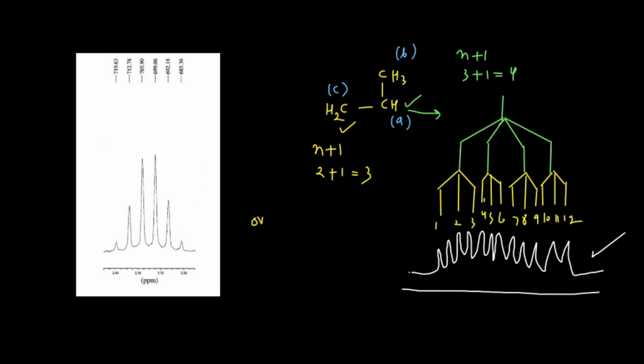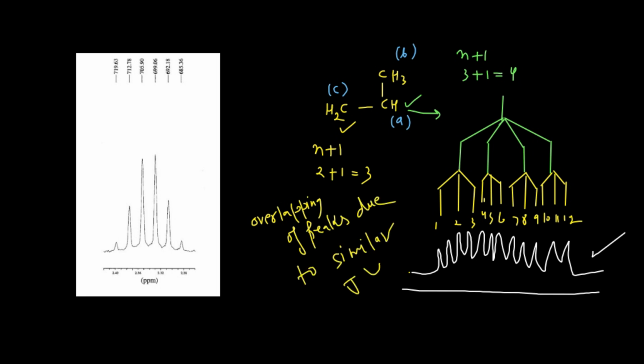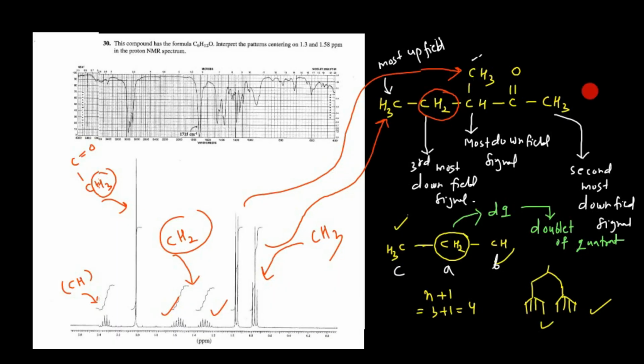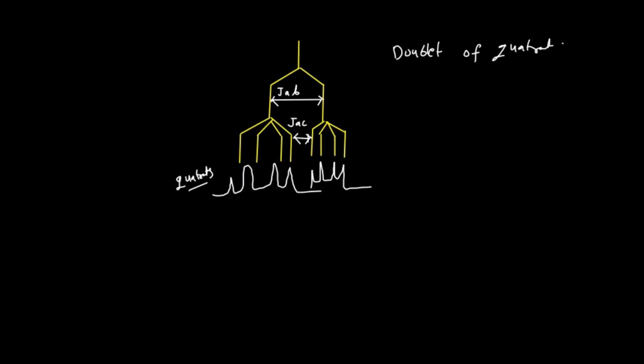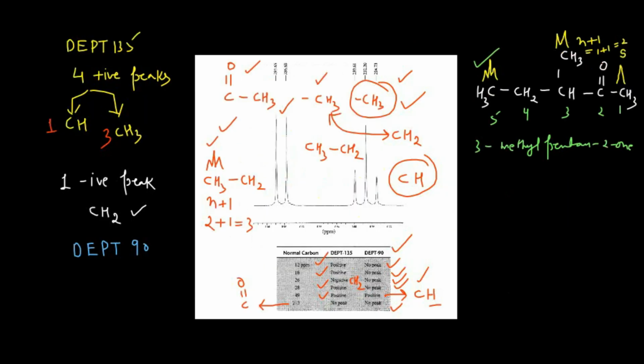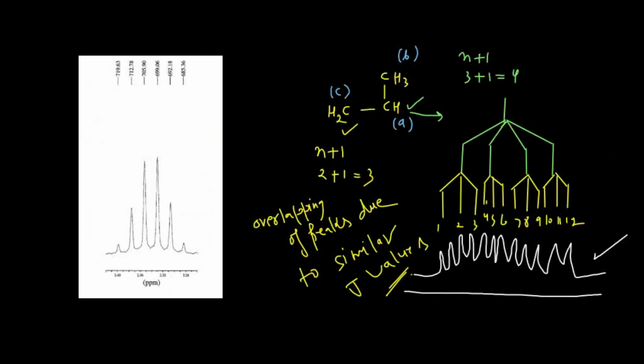This is due to the overlapping of peaks due to similar J values. This structure is more consistent with the data given in the IR spectrum, the proton NMR spectrum, as well as the splitting pattern. This is the best possible explanation for this particular molecule.